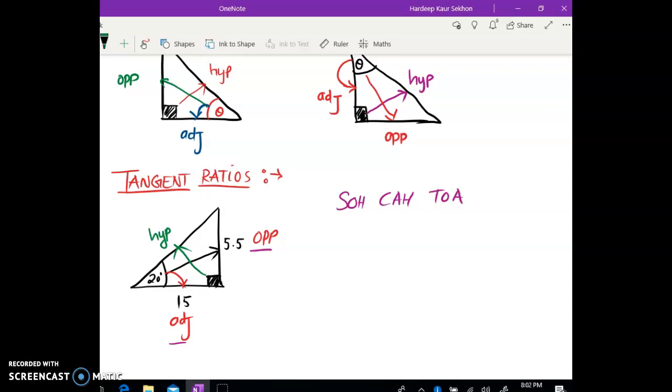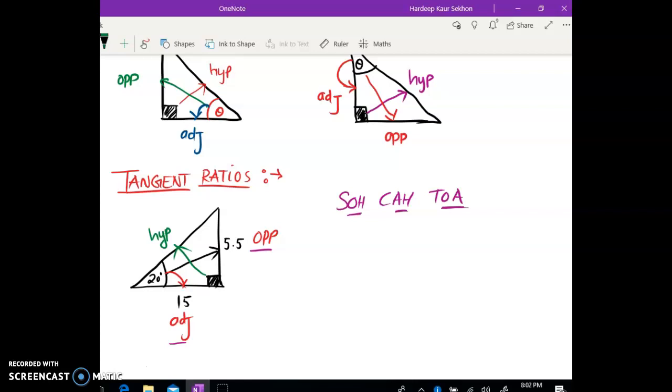This is a mnemonic, just a fancy word that will help you remember which ratio to use. We use sine when we're dealing with opposite and hypotenuse. We use cosine when we're dealing with adjacent and hypotenuse. We use tangent when we're dealing with opposite and adjacent. So in this case, we know it's the tangent ratio. Let's see if tangent works.